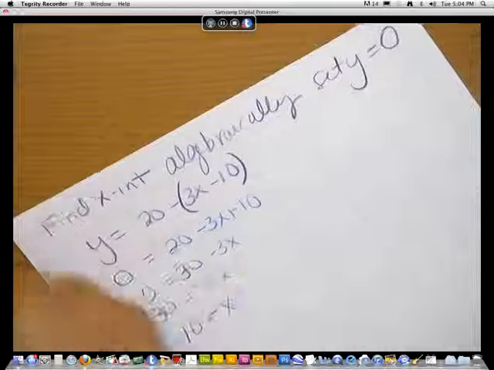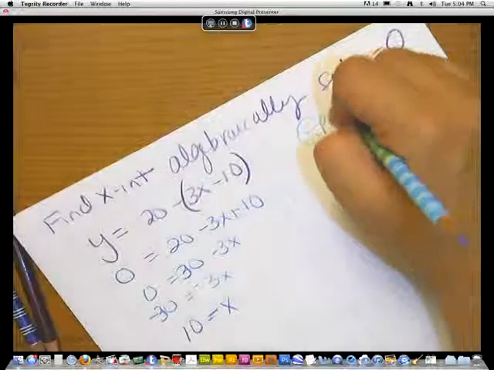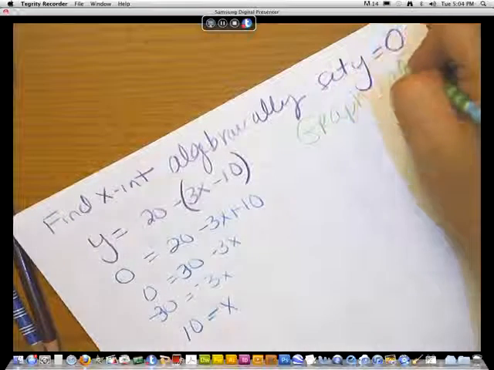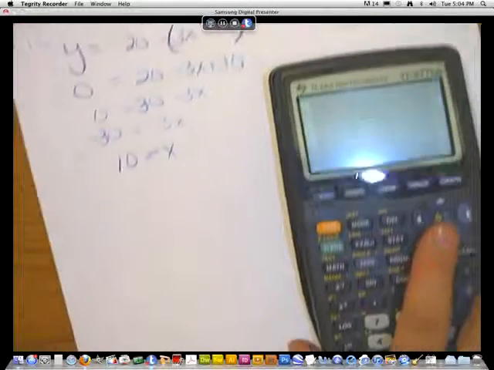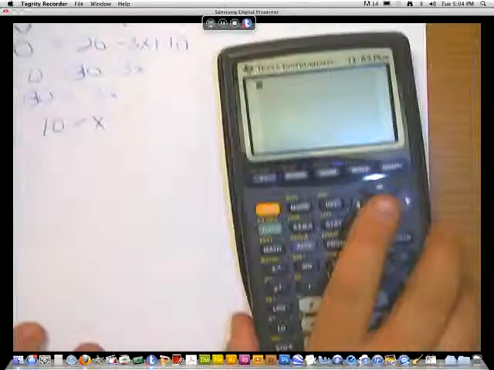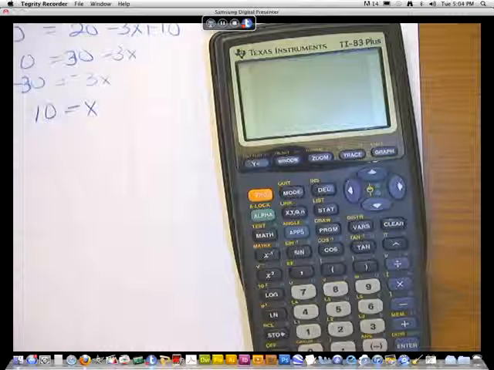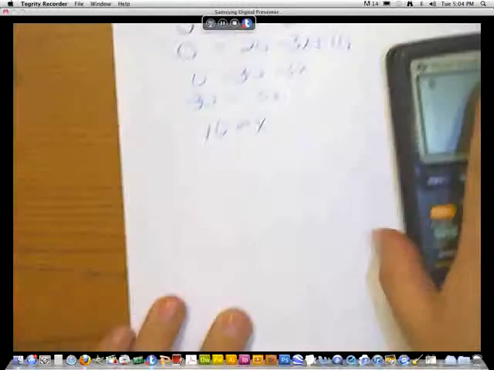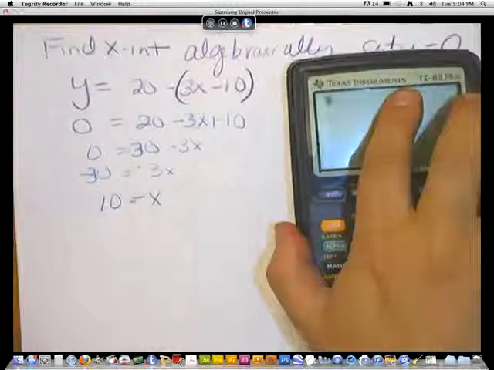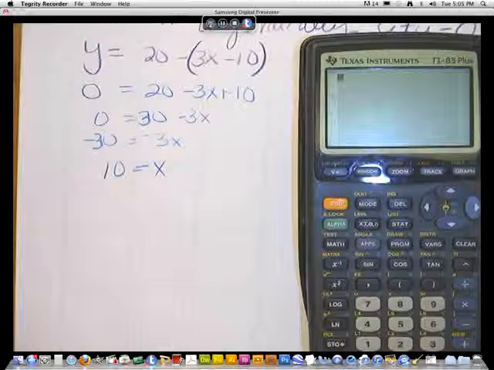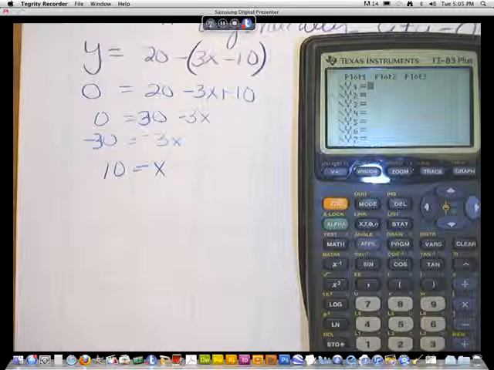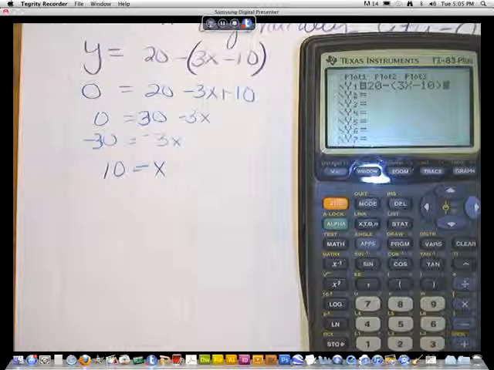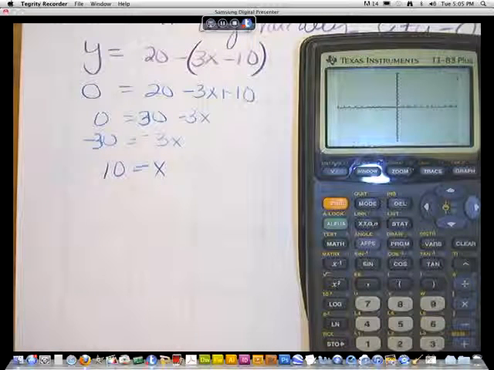Now, that's our algebraic. We need to be able to look at our other formats. So let's look at graphically using our graphing calculator. So go ahead, pull out your graphing calculator. Let's see if we can get this to not have a shiny spot on it. And when we do this, we want to make sure that our equation is solved for y, and it is 20 minus parentheses 3x minus 10. So when we go to y equals, that's exactly what we're going to put in our calculator. 20 minus parentheses 3x minus 10. I don't need to make any changes or do anything. Now I'm going to graph it.